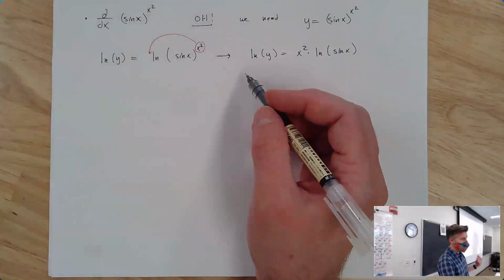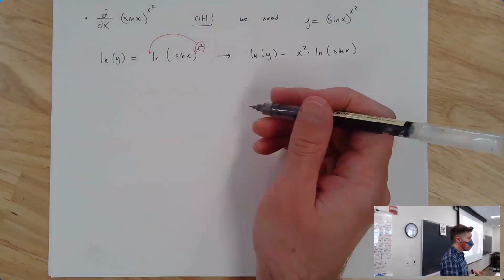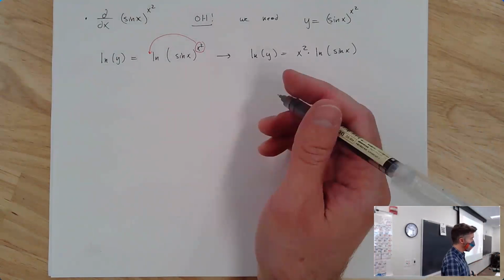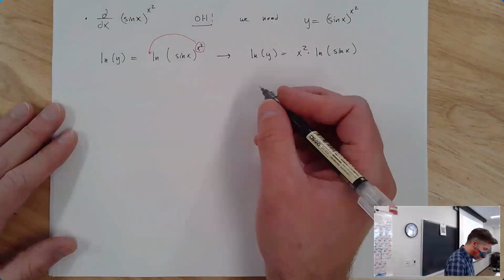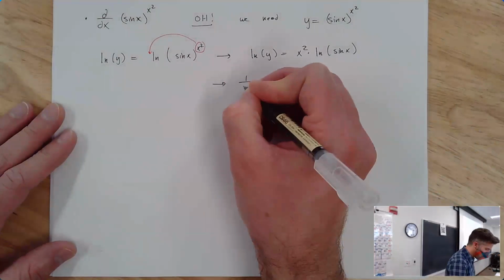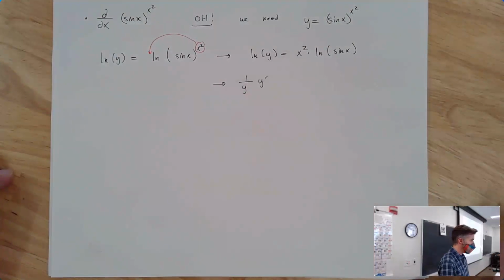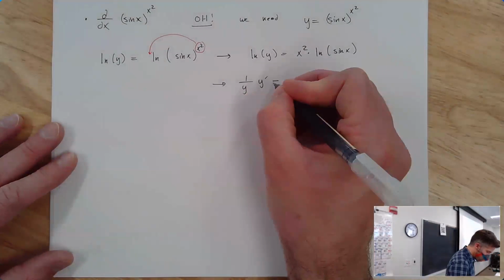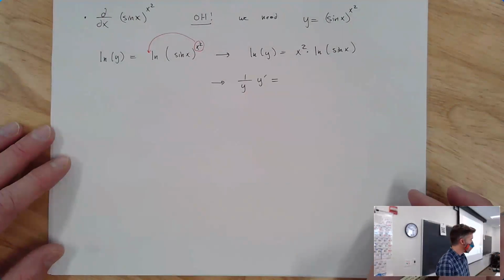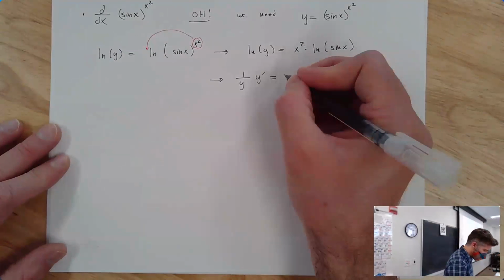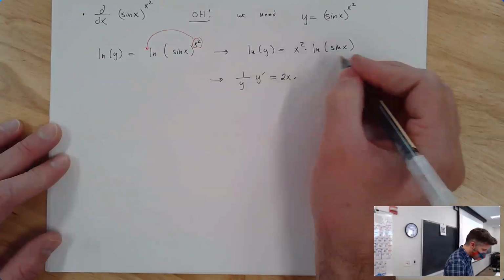You're almost always going to have natural log of y on the left, and its derivative is always going to be 1 over the stuff times the derivative of stuff. So most of the time when you do this, you're going to get 1 over y times y prime on the left. On the right, it's time for the product rule. The derivative of x squared is 2x. Leave the other piece alone.